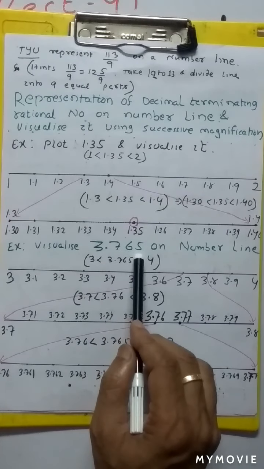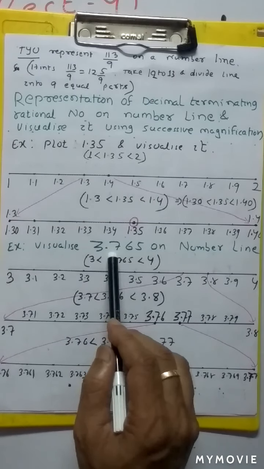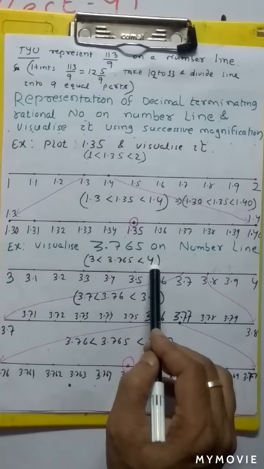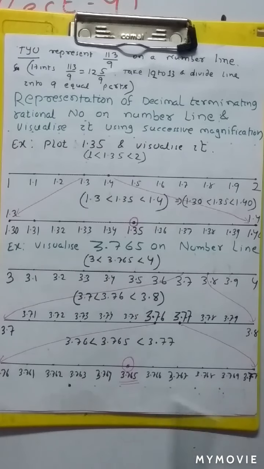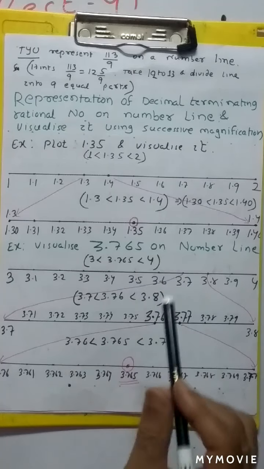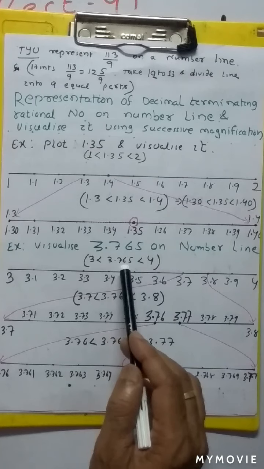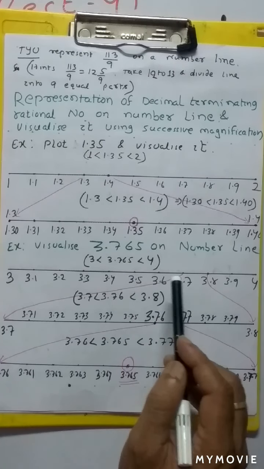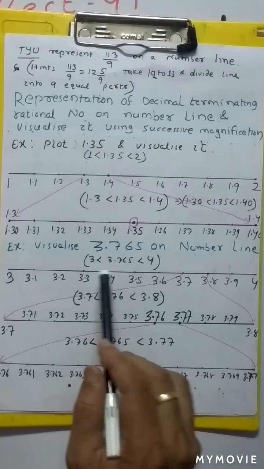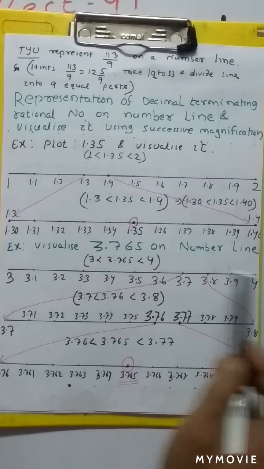So another example: visualize 3.765 on the number line. This 3.765 is a real number, a rational number. We have to represent it on the number line. 3.765 will lie in between what? 3 and 4. If you take the scale, the gap from 3 centimeter to 4 centimeter is very small. So you cannot locate 3.765 in the proper place. For that we have to take the magnification of this line.